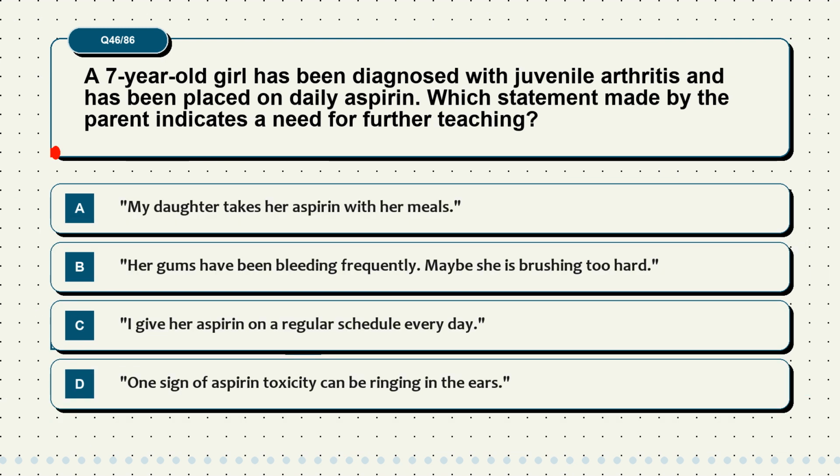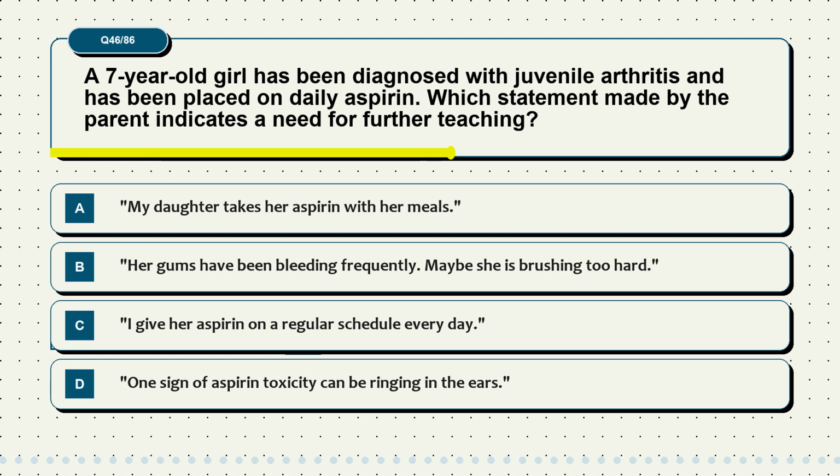Question 46. A 7-year-old girl has been diagnosed with juvenile arthritis and has been placed on daily aspirin. Which statement made by the parent indicates a need for further teaching? Here are the options. Option A. My daughter takes her aspirin with her meals.